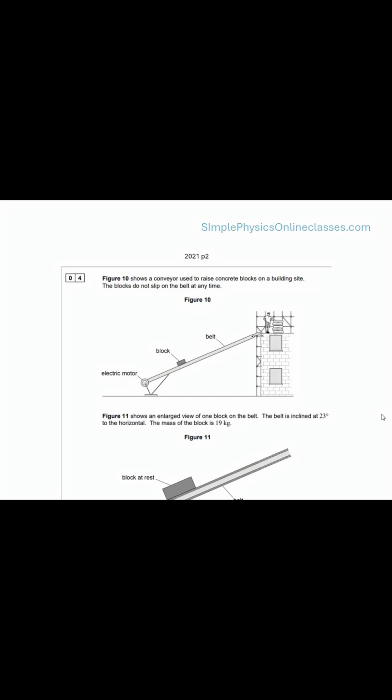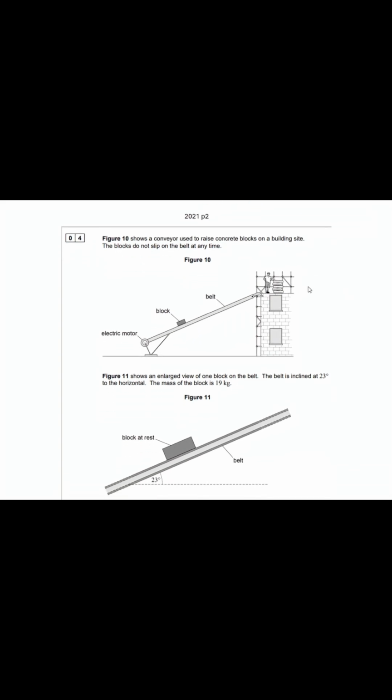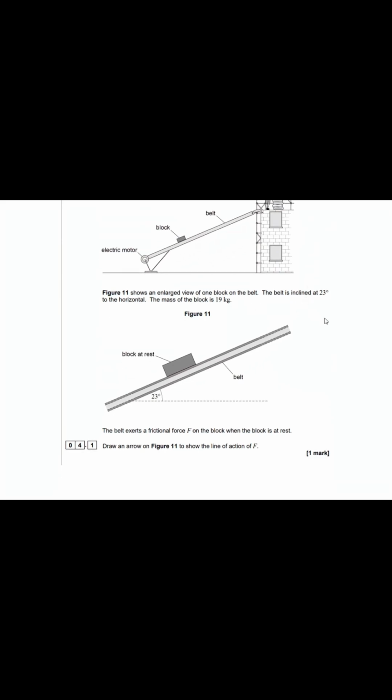Hello, Mustafa. So this is from 2021 paper 2, question 4. I remember this question is quite tricky, actually. So let's have a look. Figure 10 shows a conveyor used to raise concrete blocks on the building site. Blocks do not slip on the belt at any time. Figure shows an enlarged view of one block on the belt. The belt is inclined at 23 degrees to the horizontal. So it looks like an inclined plane. Maybe we're going to do some mg sine theta. In fact, I'm going to sketch it already.